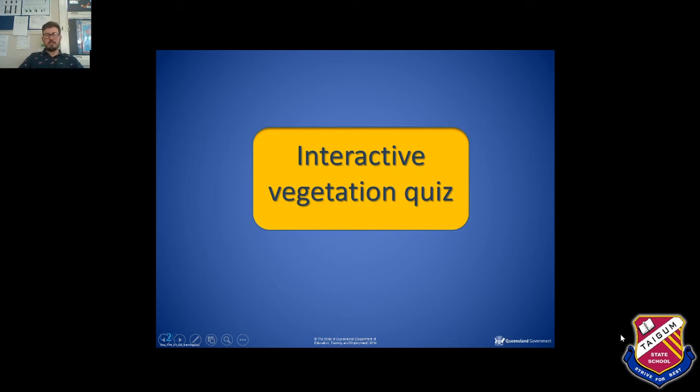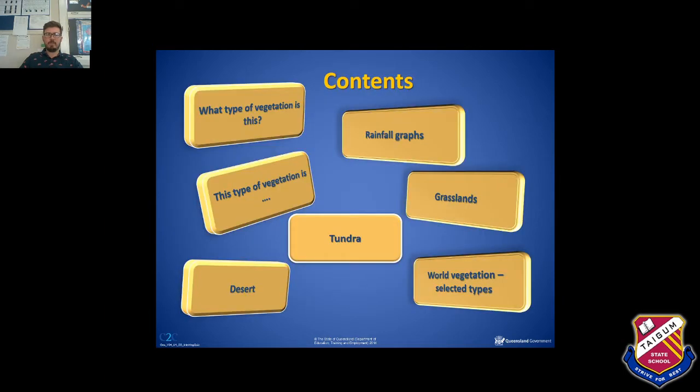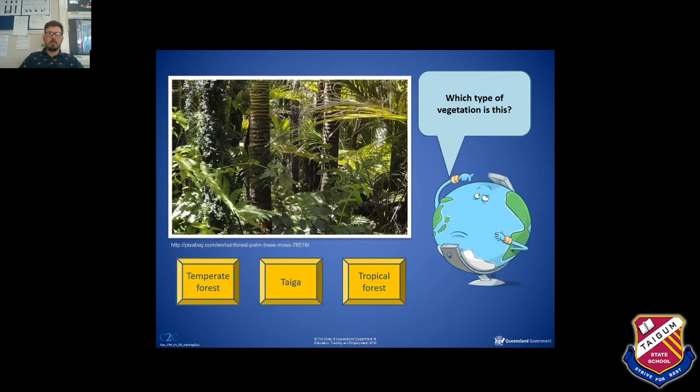Alright, boys and girls, time for an interactive vegetation quiz. Let's see how much you know about world vegetation. Help! I've accidentally mixed up all the information I have on world vegetation and I need your help to sort it out. So, have a look at the picture.